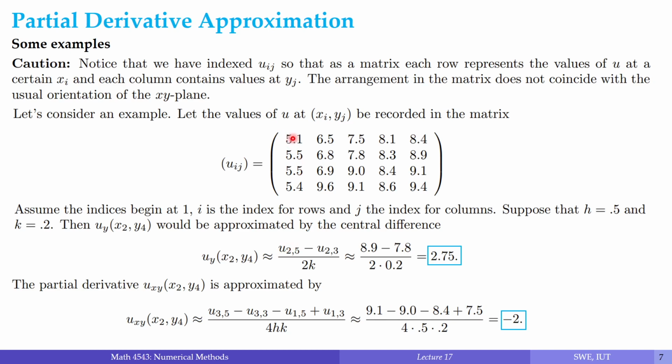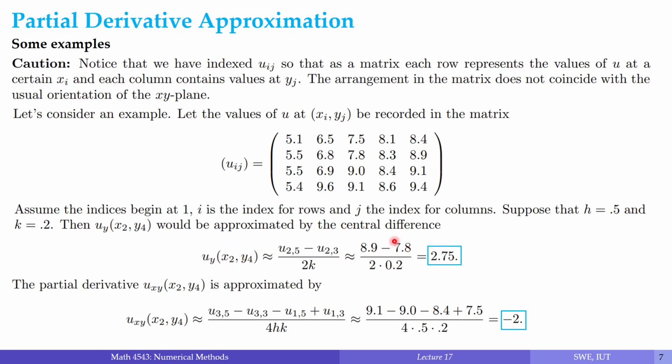If you plug these values into your calculator, we know u sub 2 comma 5 is the second row, fifth column entry of this given matrix. So you plug in 8.9 over here. And 2 comma 3 is the second row, third column, which is 7.8. You plug it in over here, and 2 times k is 0.2, right? So if you perform the calculation in a calculator, you should get 2.75 as your approximation of the partial derivative with respect to y at this particular point.